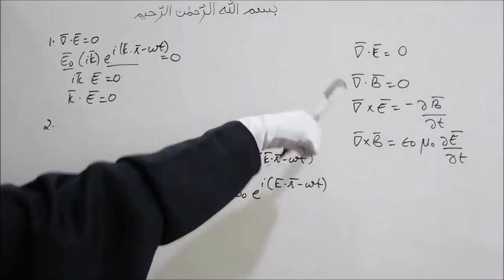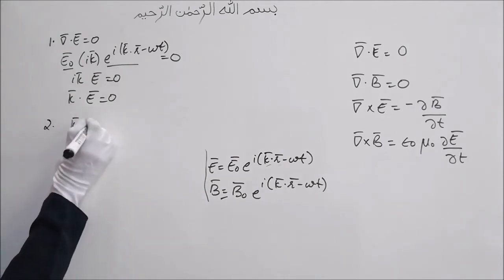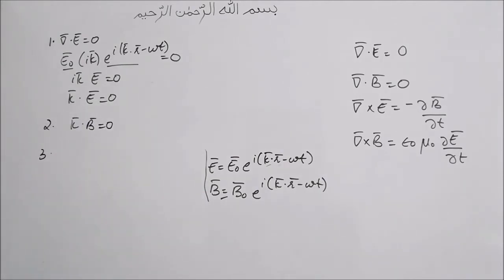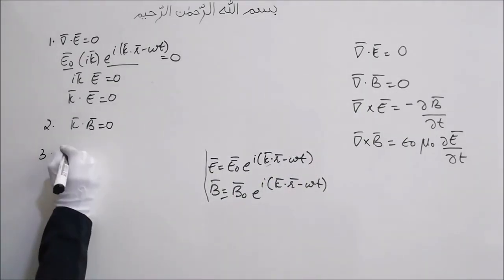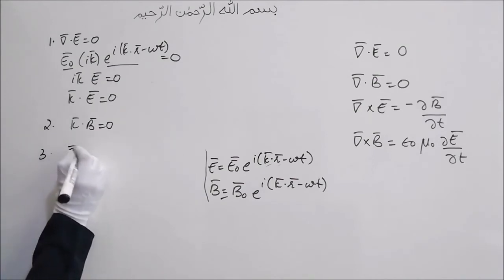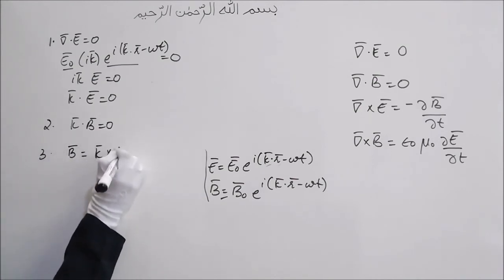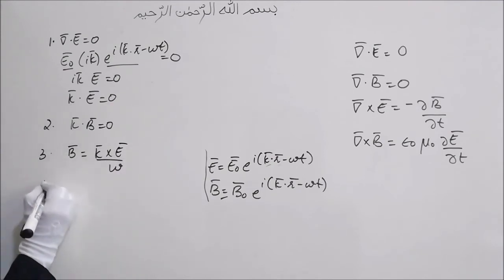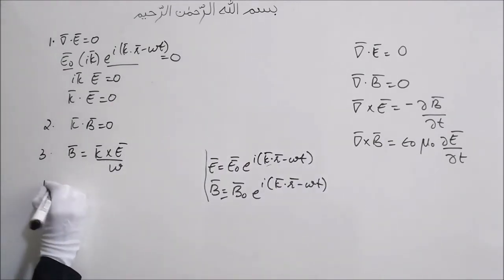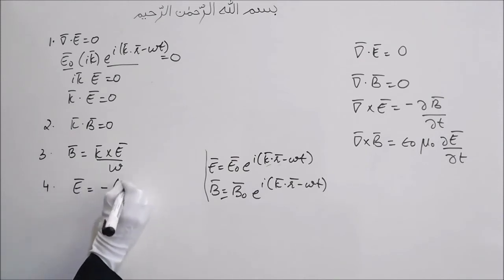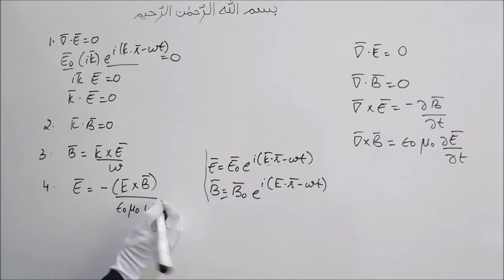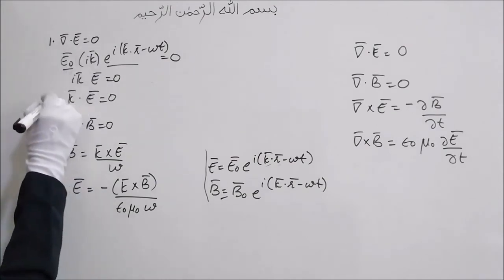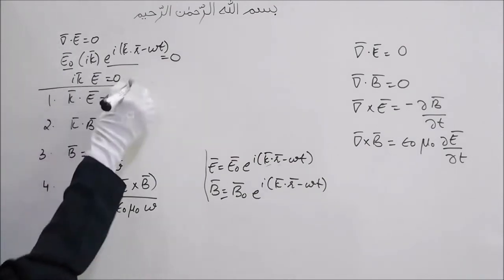The second equation, del dot B equals 0, will give us k bar dot B bar is equal to 0. Put the third equation, E there and B there, we will get B bar is equal to k bar cross E bar divided by omega. And using the fourth equation, we will get E bar is equal to minus k bar cross B bar divided by epsilon naught mu naught omega. So these are the Maxwell's four equations in terms of k.